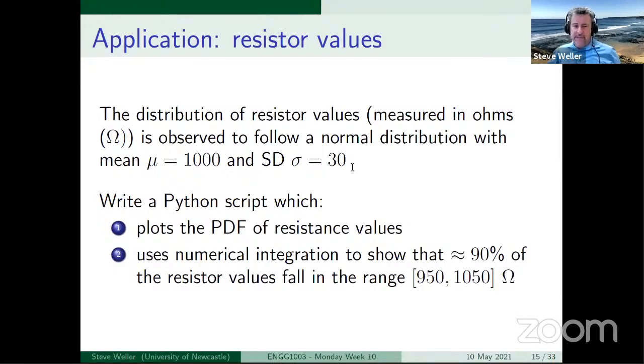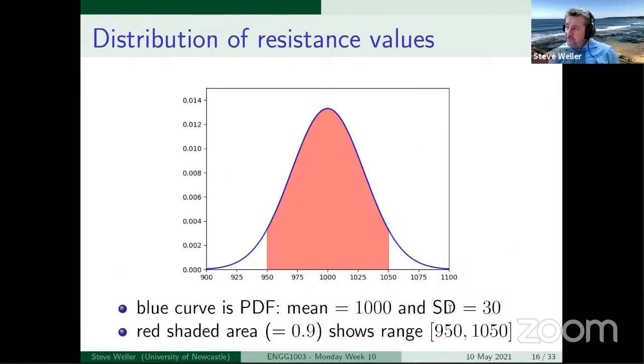And then here's where the action gets interesting. I want to use numerical integration to show that about 90% of the resistor values fall within that range. So I'm going to show you the results of the script, and then I'm going to work through the script in order for you to be able to generate this curve. Again, it's been placed in Discord, also Blackboard. I want to give you a sense of what the question's asking, and then we'll look at the code that generates it.